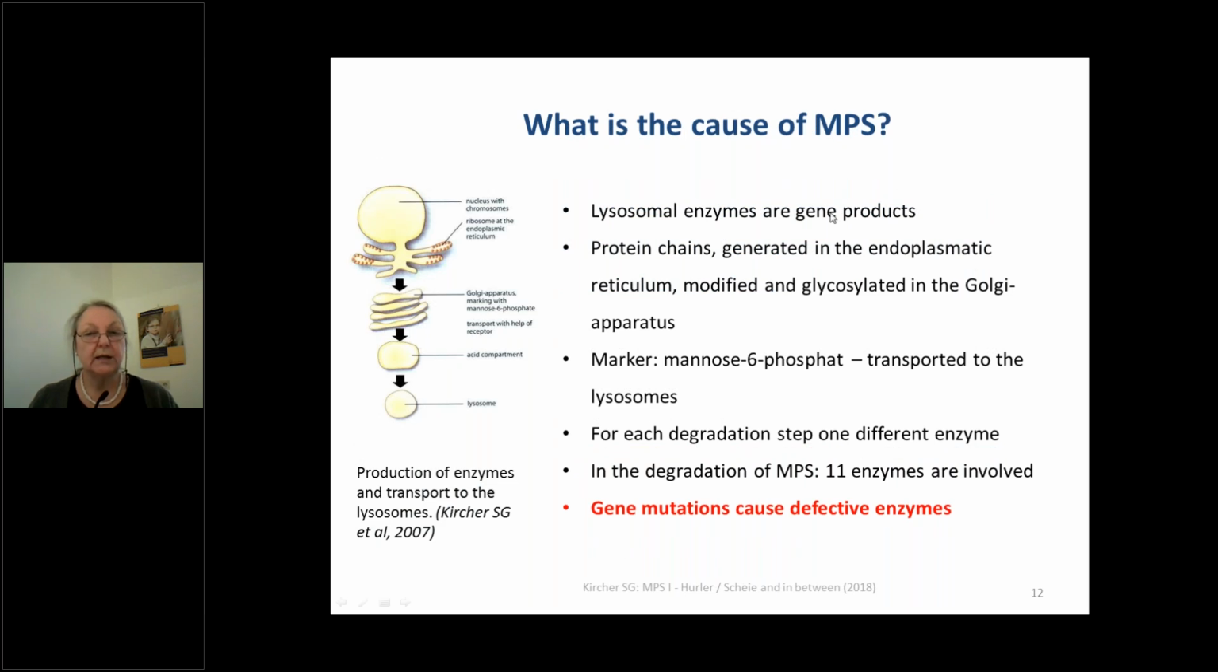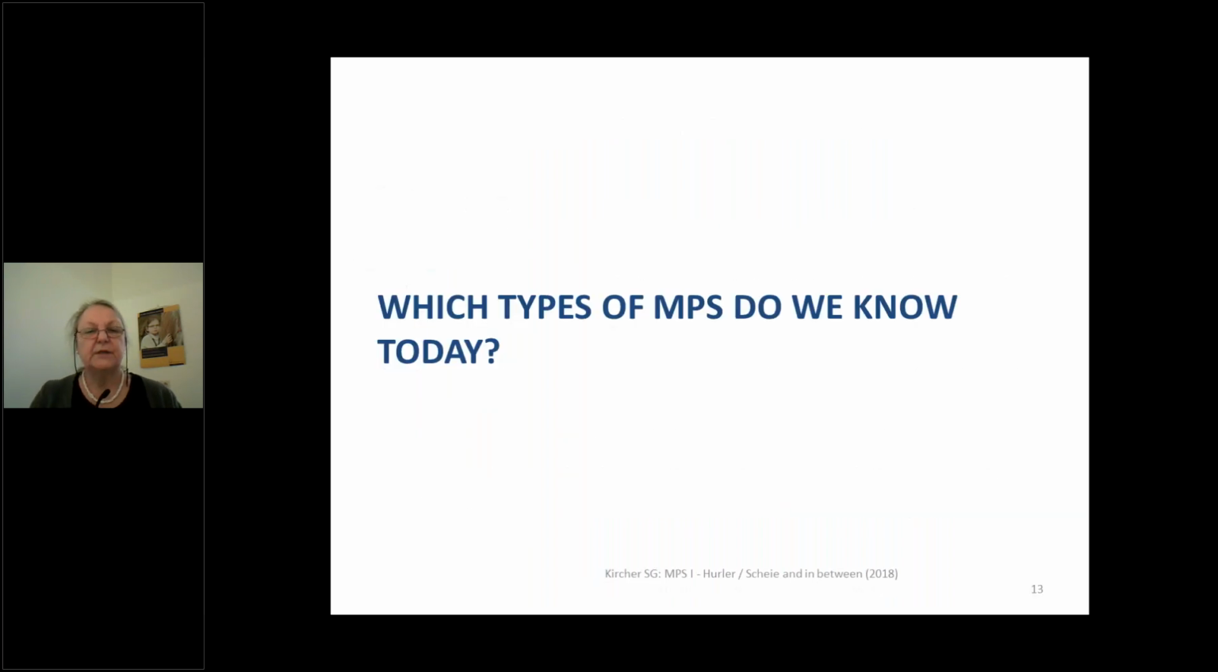The cause of MPS is that these lysosomal enzymes are not working correctly. They are gene products, and these gene products are responsible for production of protein chains in the Golgi apparatus, then slightly modified in the endoplasmic reticulum, and then they get a marker, mannose 6-phosphate, and due to this marker they are transported into the lysosomes, and there they can perform these degradation steps. Each of these enzymes has a different gene, and each of these genes can be mutated. Which types of MPS do we know today?